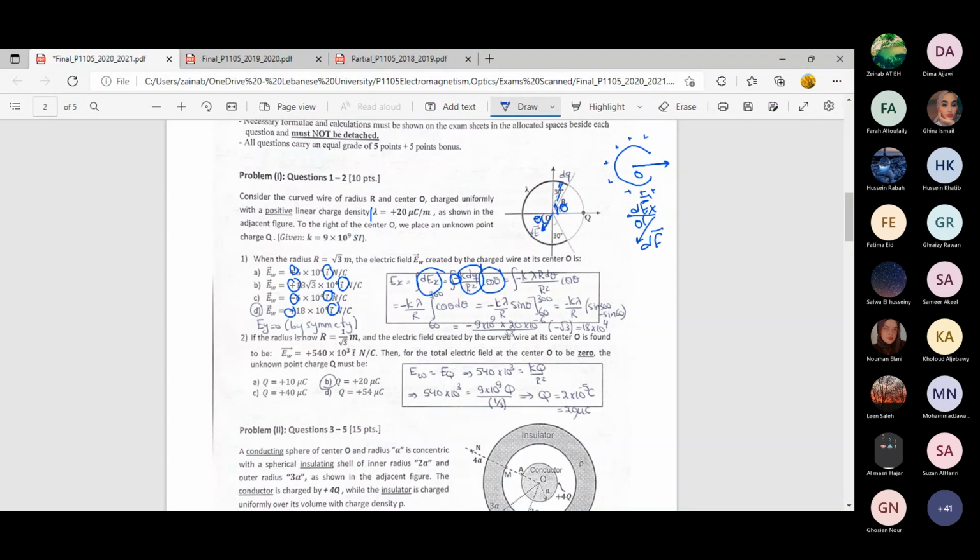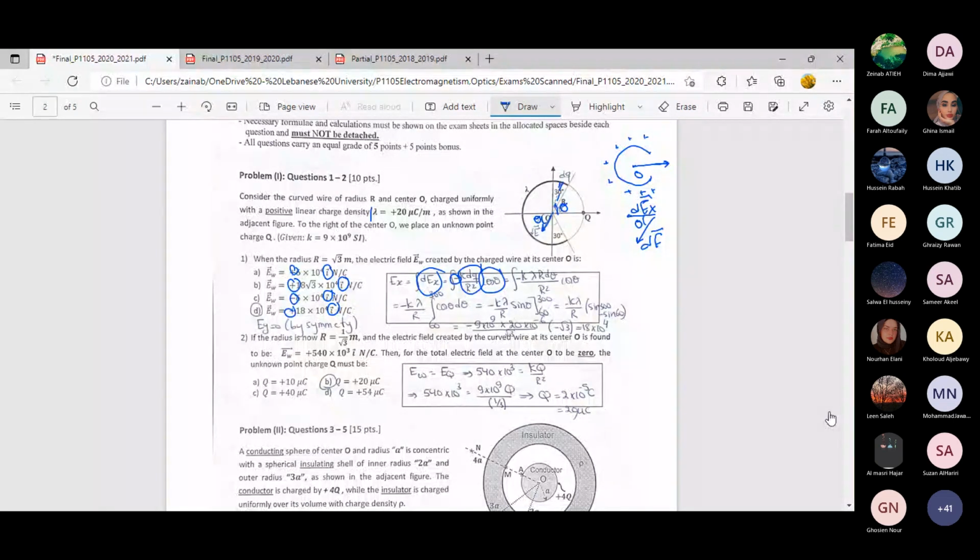Our answer must be positive. Why? Because we know that the electric field must be to the right. Otherwise, you have done something wrong with your boundaries. Just correct the sign, so just recheck your boundaries. If you have a mistake in the sign when you have finished calculating, it means that you have a mistake in the boundaries.